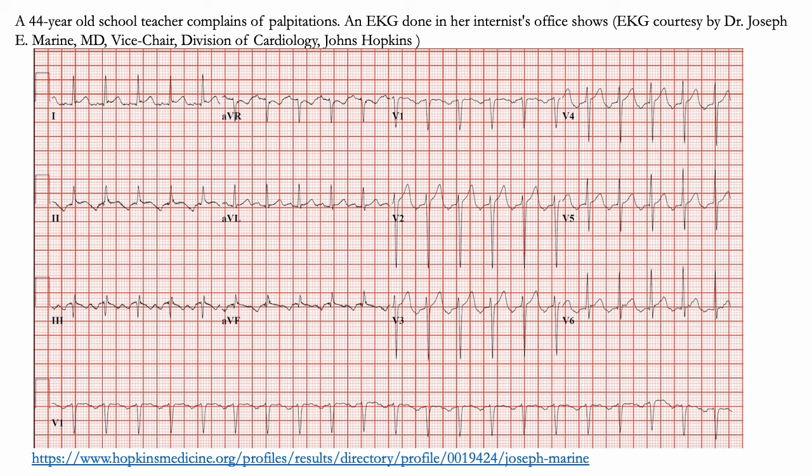This is an EKG of a 44-year-old school teacher who complains of palpitations, and this EKG is courtesy of Dr. Joe Marine, who is the vice chair at the Division of Cardiology at Johns Hopkins. And again, on this EKG, you will see that the P wave is negative in the inferior leads and in many of the chest leads, suggesting atrial tachycardia.